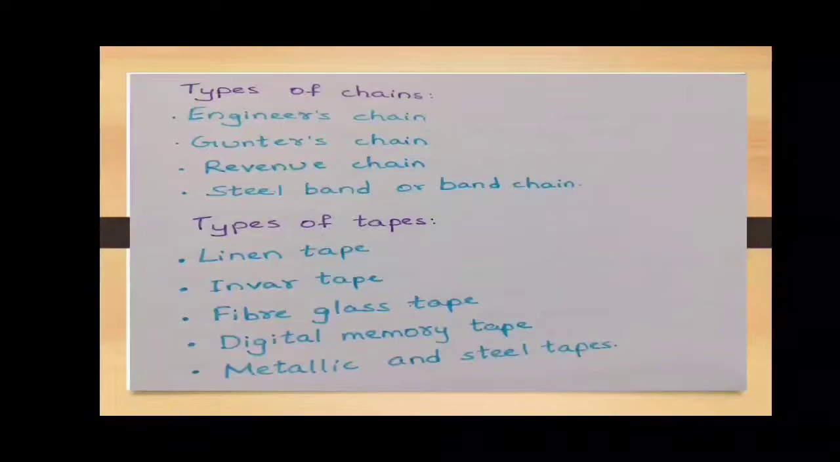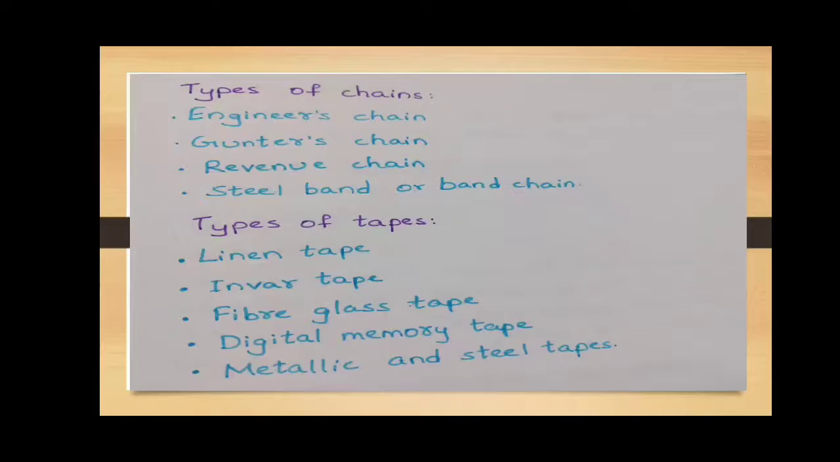Let's see what are the types of chains and types of tapes used in chain surveying. Coming to the types of chains, there are 5 types of chains used: metric chain, engineer's chain, gunter's chain, revenue chain, and steel band or band chain. Let's get into the details. Metric chain: as we have already discussed earlier about this metric chain, let's discuss the rest of the chains. Engineer's chain: as the name itself suggests, it is used for all engineering surveys. Its length is about 100 feet, provided with 100 links, and the length of each link is 1 foot.